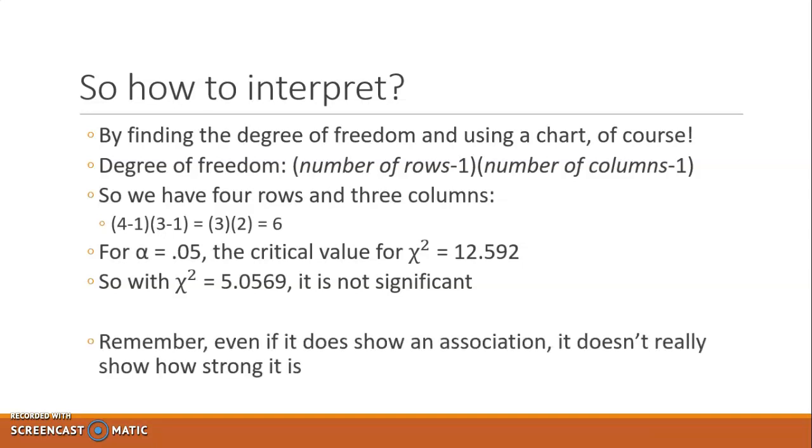Because remember, even if it does show an association, it doesn't really show how strong it is, and it doesn't show you what the association is. It simply says that they vary together. And that's the best that we can hope for. It's the best that we can hope for in terms of looking at things in descriptive research or correlational research.